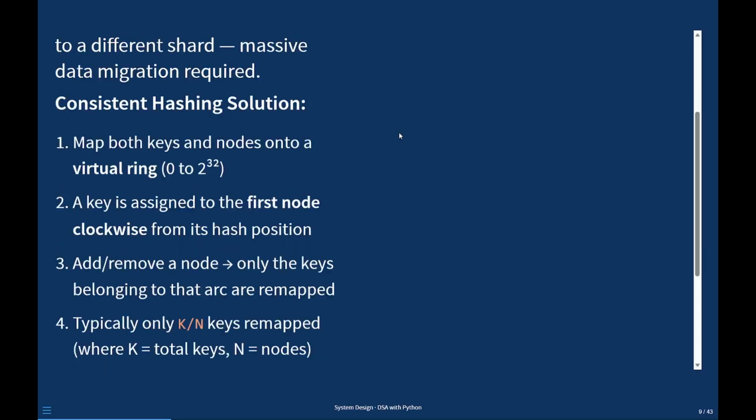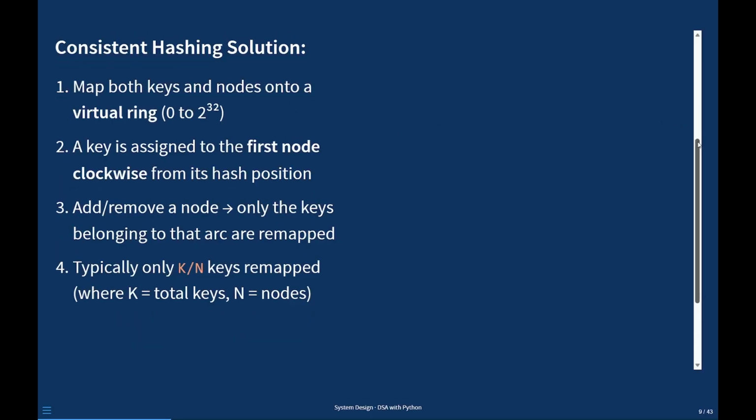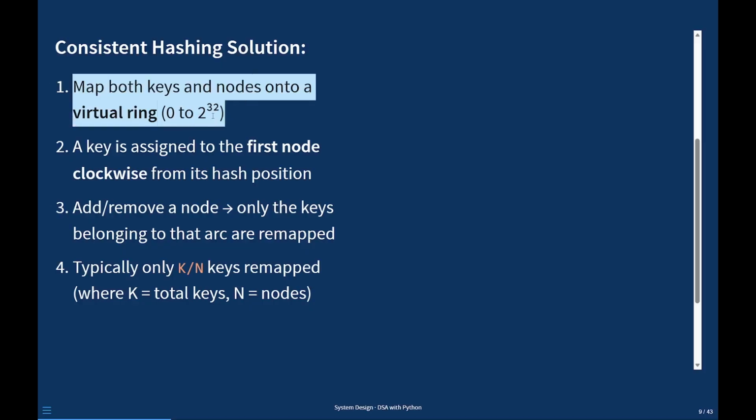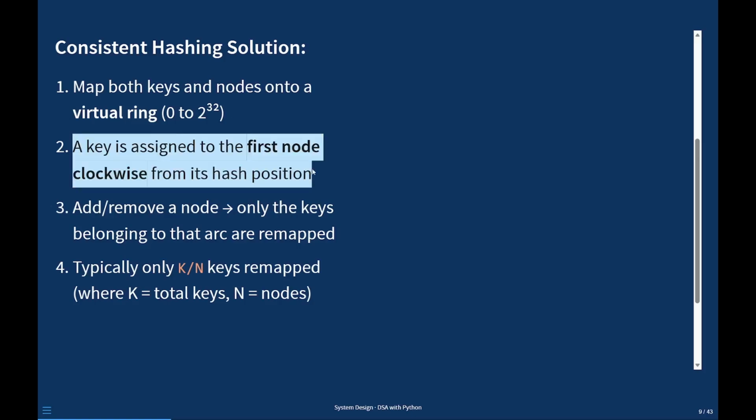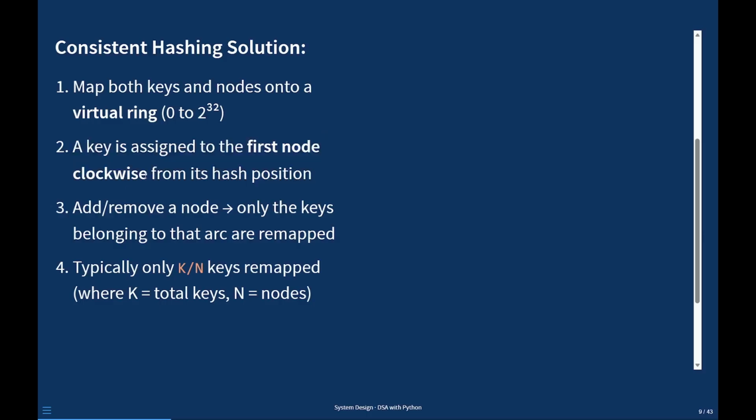Consistent hashing elegantly solves this. The idea is elegant. Imagine a ring, a circular hash space from 0 to 2 to the 32nd power. You place both your server nodes and your data keys onto this ring, using a hash function. Each key belongs to the first node you encounter, traveling clockwise around the ring from the key's position.